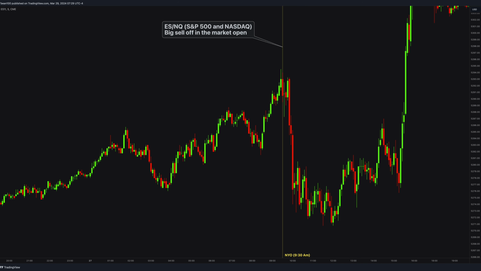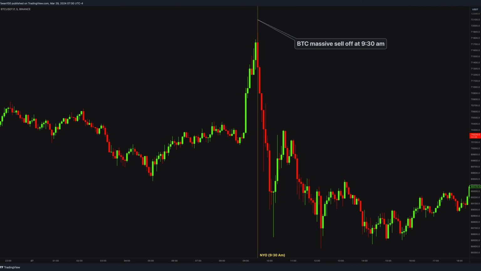What you look at is the ES chart, basically the S&P 500. The New York stock market was selling like crazy at the New York opening. These big drops affect all markets. Market opens are always extremely volatile and no one knows what will happen. Look at the same day with Bitcoin. A massive sell-off as well.